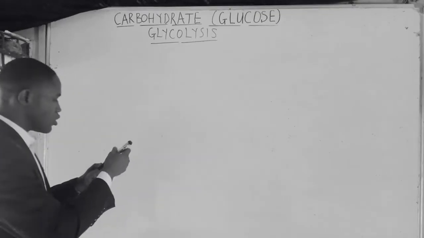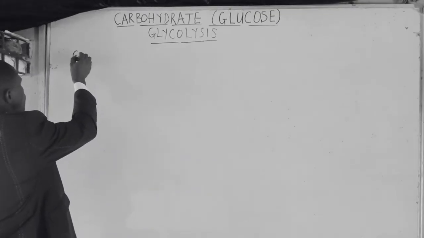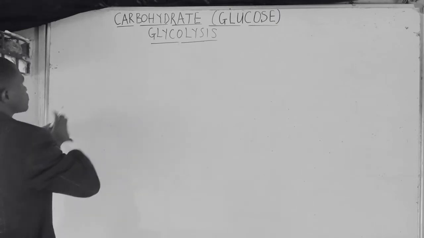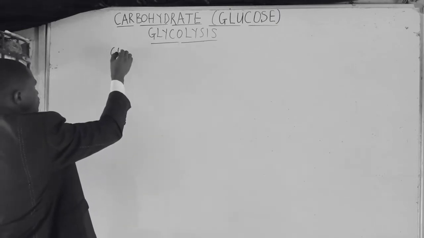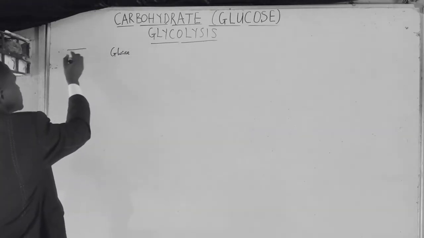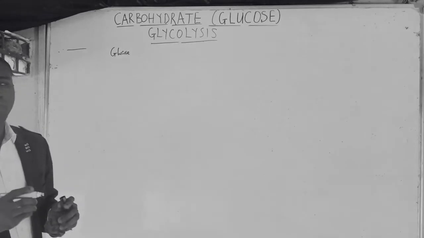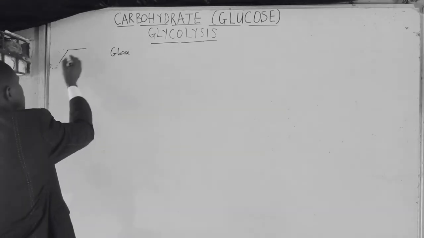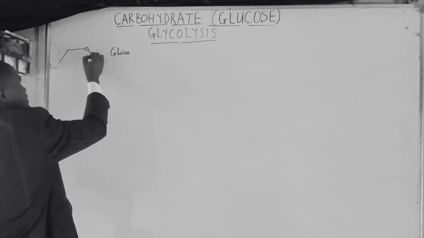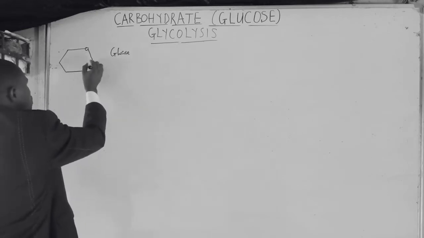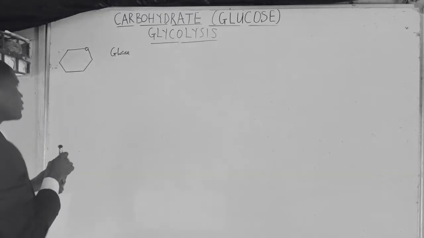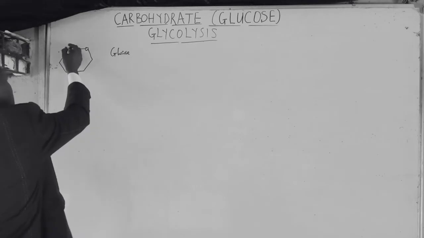First, glucose. We have glucose. Now, what is the structure of glucose? It is drawn this way. Glucose is an aldehyde, so because of that, it has an oxygen atom in its structure.